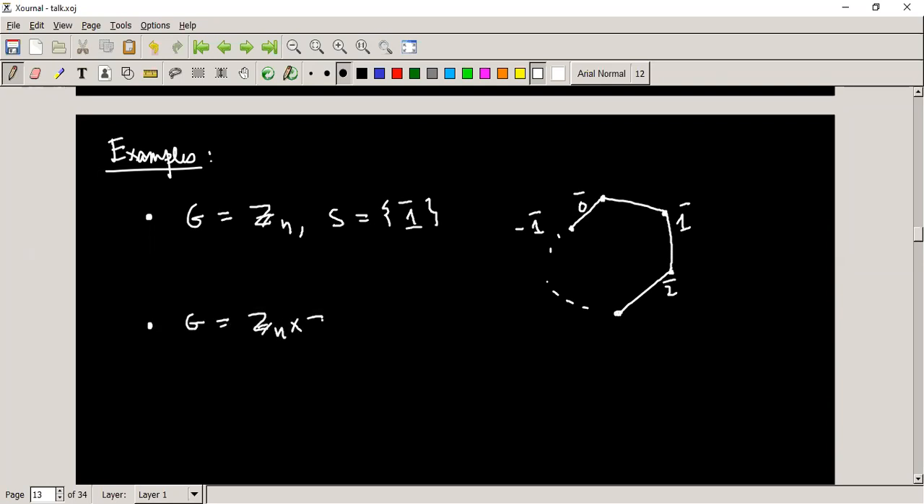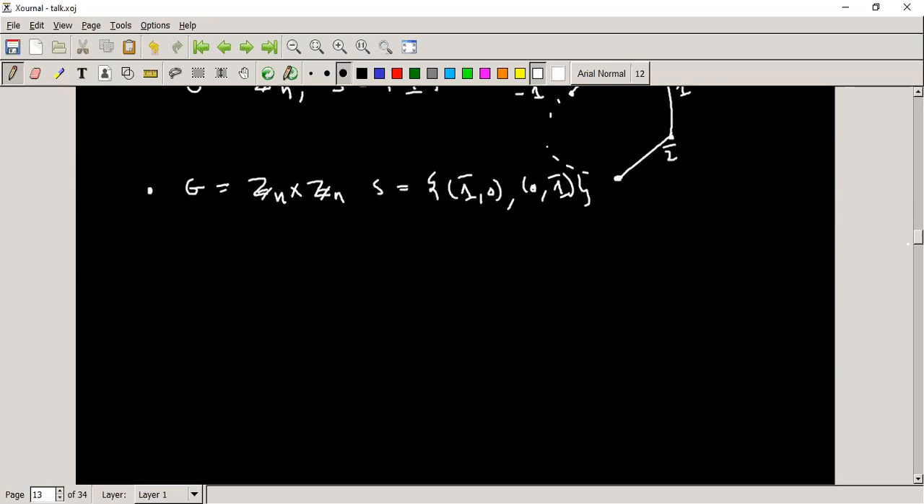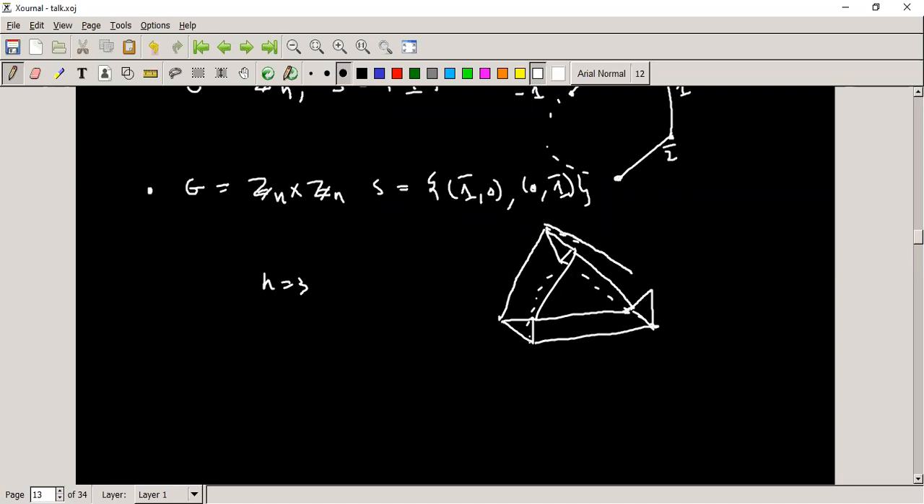If you take Zn cross Zn, that's interesting. With 1, 0 and 0, 1 bar as your set, then the Cayley graph will look like the cycle, but at each point of the cycle, another cycle will be attached. So if I do it for n equal to 3, it'll be a cycle here and a cycle here, and everything will be attached in a kind of toral way. One second, let's draw this properly. So it will be a torus, actually. It will be a combinatorial torus, a triangulation of a torus.